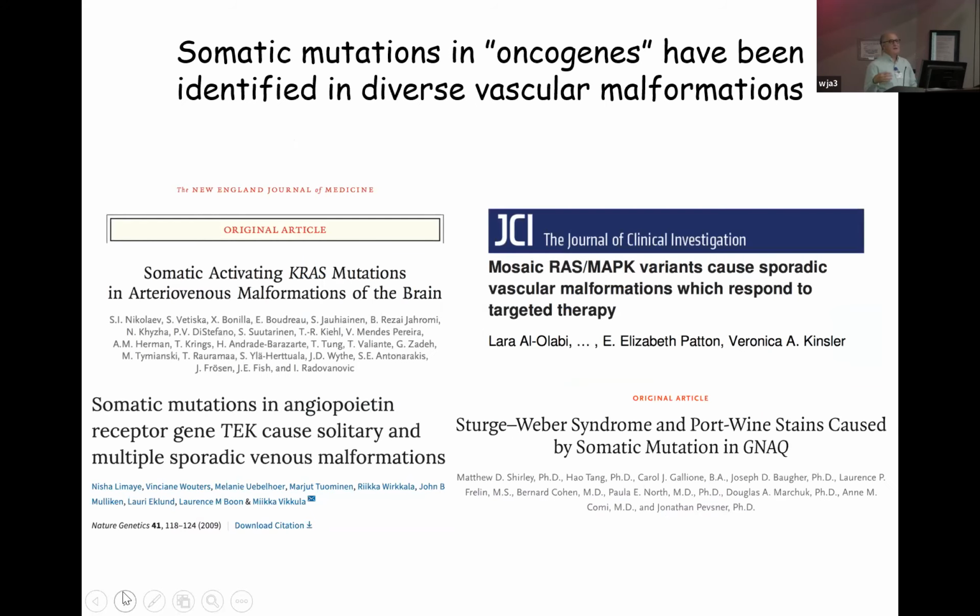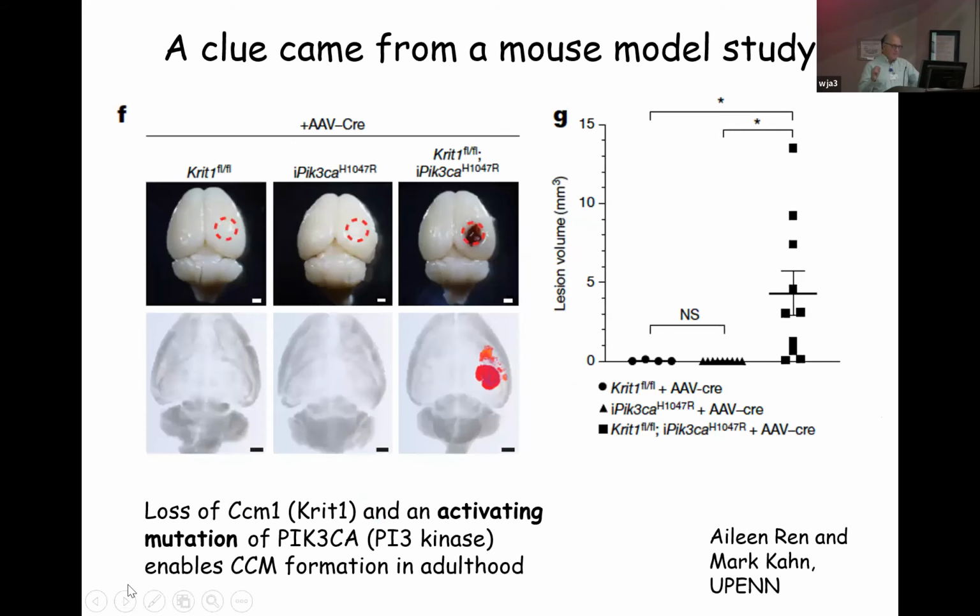And nowadays in the vascular malformation field, there are somatic mutations in all sorts of oncogenes, RAS and TEK, and we were involved in this one, GNAQ, and others. So it makes sense that in some cases you just need this aggressive mutation to start the whole thing.